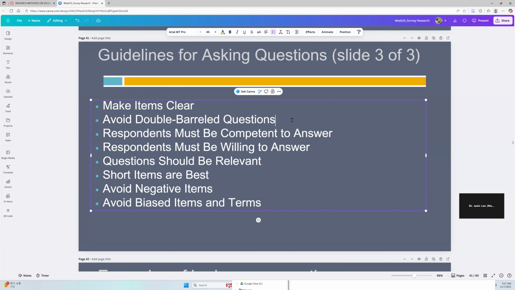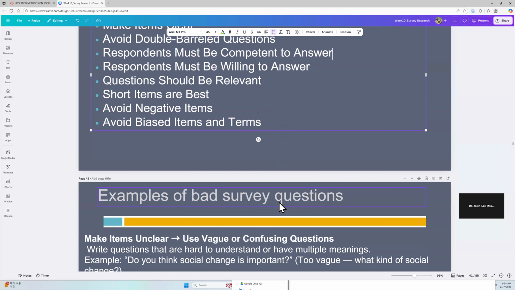You need to ask one question at a time. Respondents must be confident to answer, if these are privacy issues or security issues, individuals may not feel very confident to answer, and they should be responsibly willing to answer on ethical issues. Questions should be relevant. Short items are best. Avoid negative items. Avoid biased items and terms. These are the guidelines, because there are many shortfalls in case you do not follow these items.